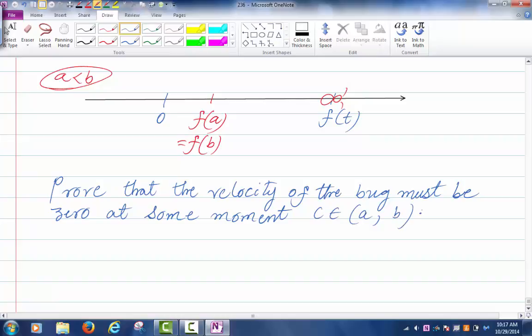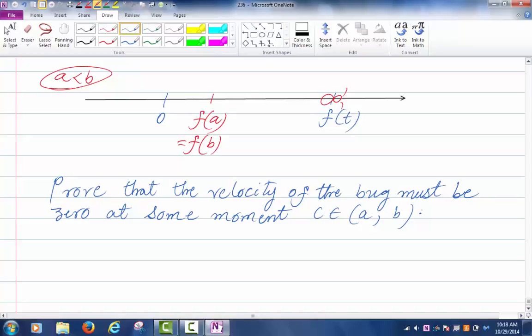So we are concentrating on the motion of the bug over the time interval from a to b, and we are assuming that the position of the bug at time a and time b are the same. And what we are saying is: show that the velocity of the bug must be zero at some moment in that time interval. Intuitively, it should be clear to you why that's the case. There might be more than one moment where the velocity is zero, but I'm saying there is at least one.